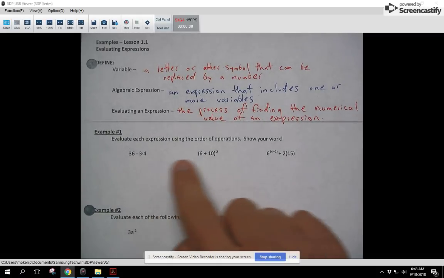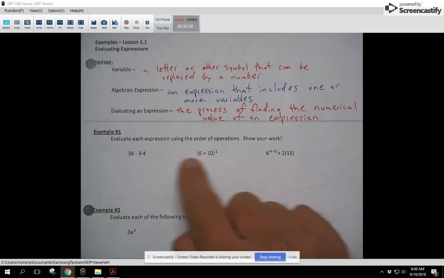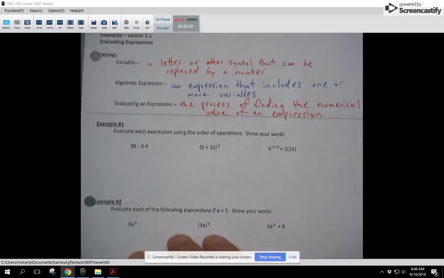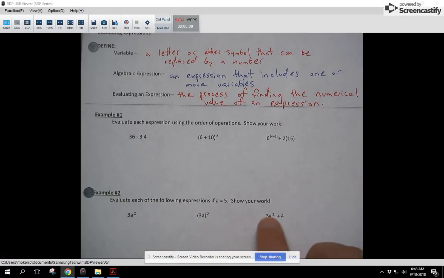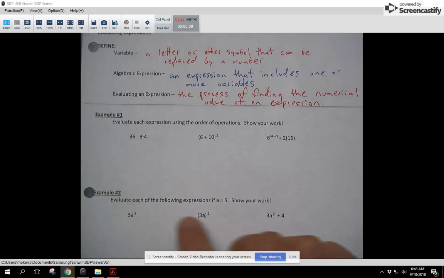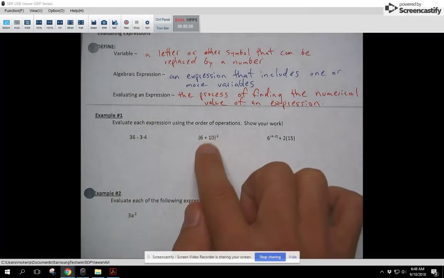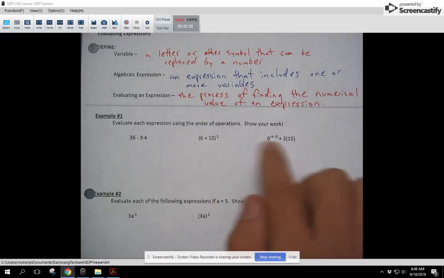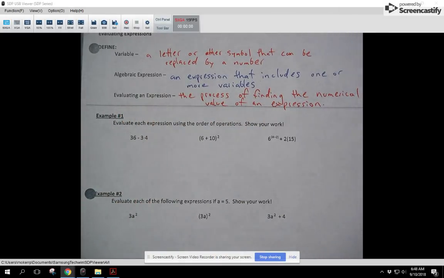So looking down at these examples, these would not be an algebraic expression because there's no variables. If you look down to example 2, these have variables. Okay, so these would be algebraic expressions. These would be numerical expressions because they just have numbers. And then evaluating an expression is basically getting the answer. So it's the process of finding the numerical value, so the number that represents the expression. And it's basically simplifying following your order of operations.